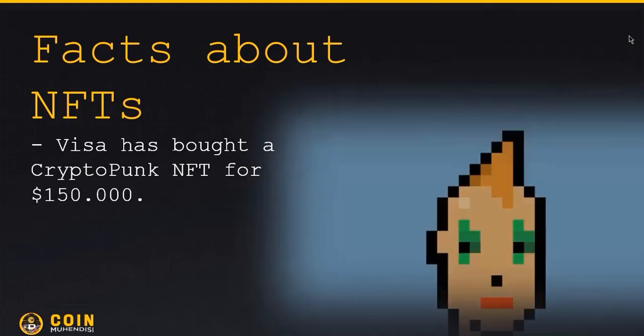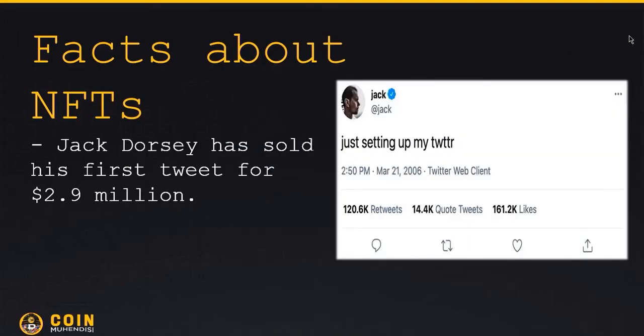And the other one, Visa, you know, the payment system, Visa has bought a CryptoPunk NFT for 150k USD. It was months ago. And also, Jack Dorsey has sold his first tweet for 2.9 million USD. As you can see in the picture on your right, this was his first tweet, just setting up my Twitter, March 21, 2006. Wow. People paid 2.9 million USD for that picture. Yes, for that picture, they paid it.